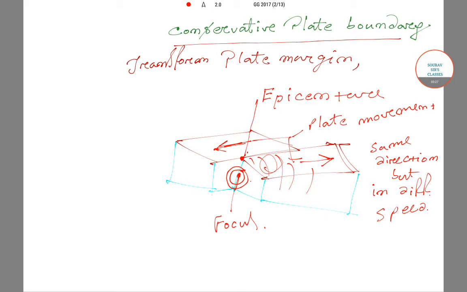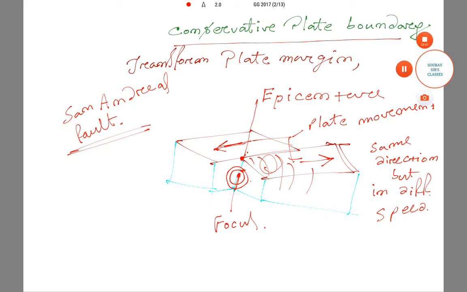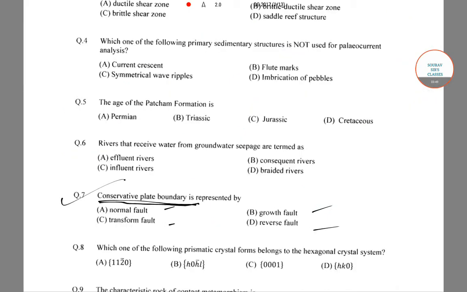A good example of this type of transform plate margin is the San Andreas fault. So we can easily say the conservative plate boundary is represented by the transform fault. So the right answer for question number 7 is C.